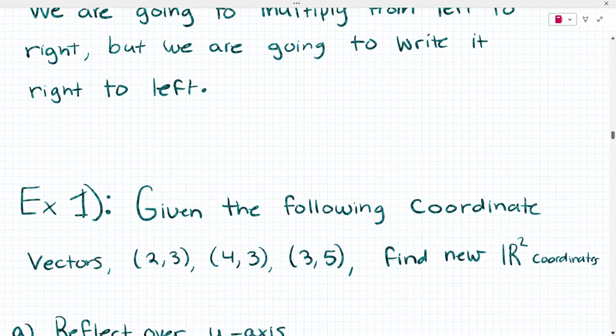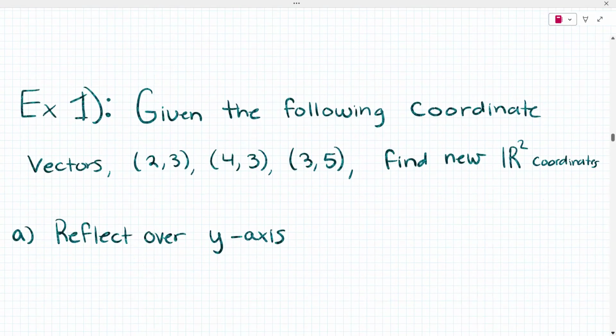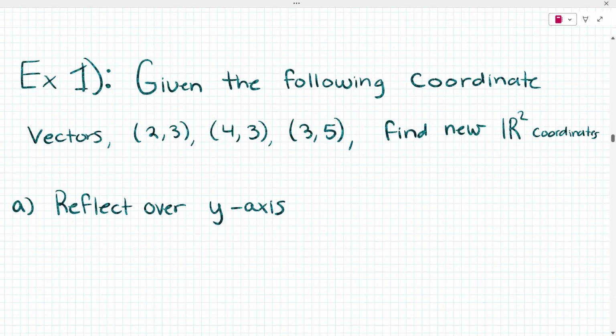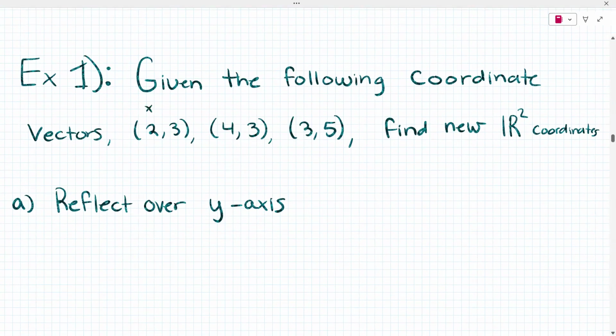Okay, so let's do an example. Example 1: given the following coordinate vectors (2, 3), (4, 3), (3, 5), find the new coordinates. This is in 2D, so we're not converting it to 3D. We want to reflect it over the y-axis. The 2 is your x, the 3 is your y, the 4 is your x, the 3 is your y, the 3 is your x, and the 5 is your y.